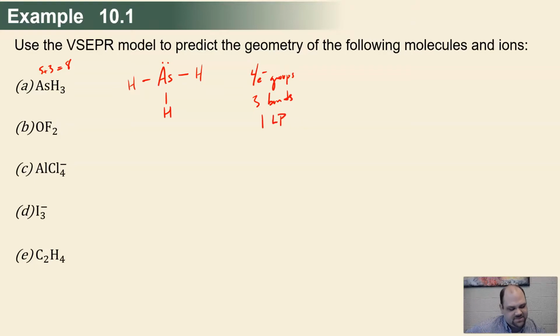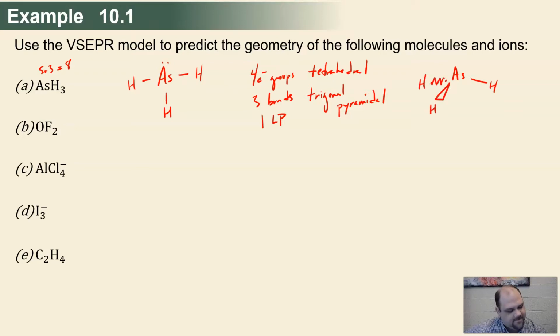Four electron groups means that it's tetrahedral. 3 bonds and 1 lone pair. Go back if you can't remember what this is, but this is trigonal pyramidal. And if we were to try to draw it correctly in the 3D sense, we would draw it something like this. Okay.